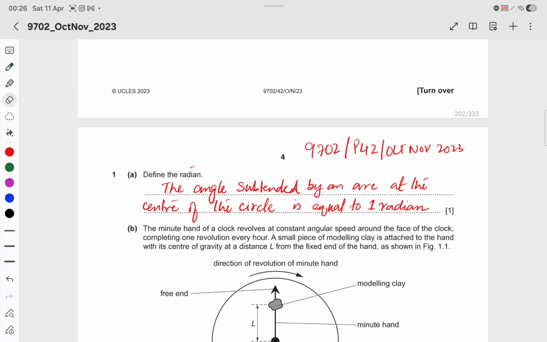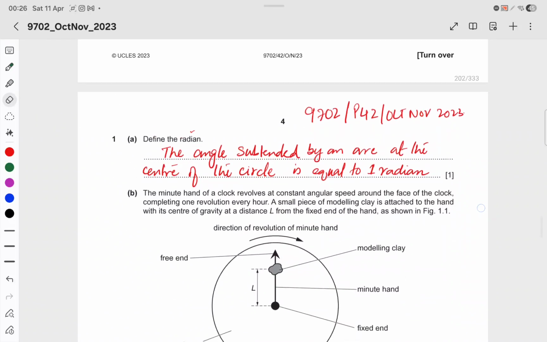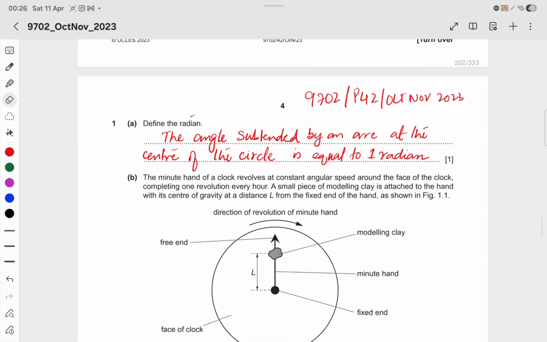9702, paper 4, variant 2, October/November 2023, question number 1, which is related to the first chapter, circular motion. Define radian. In almost every question you will have a definition-based question of 1 or 2 marks.